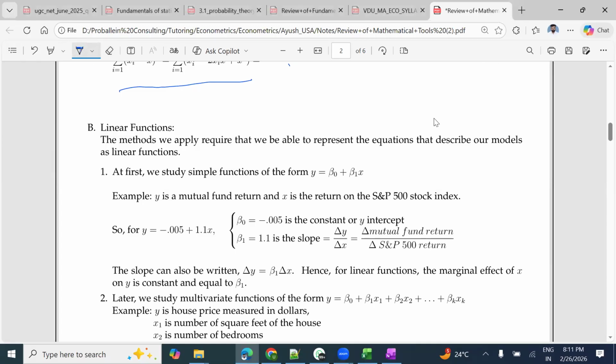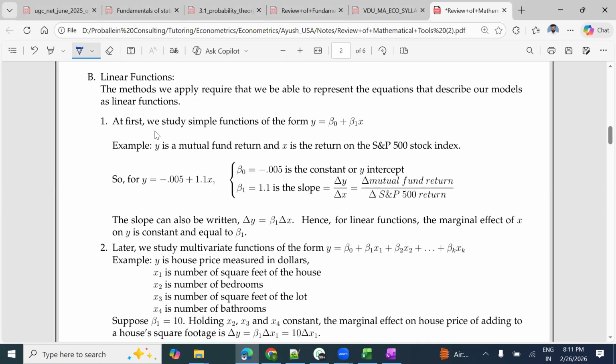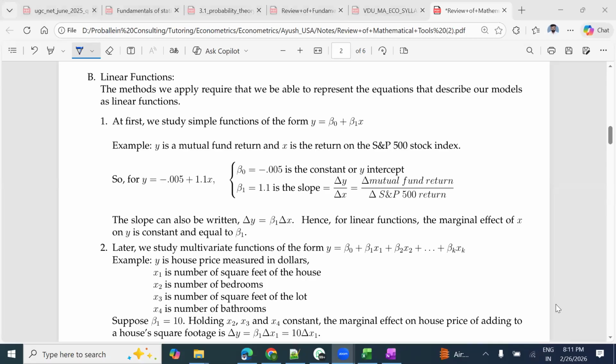So today we will complete the rest of section B, that is linear functions, right? Because most of the time we start with a linear function in economics or econometrics to explain different econometric issues and concepts, right?